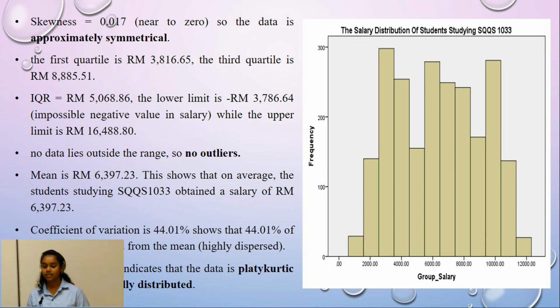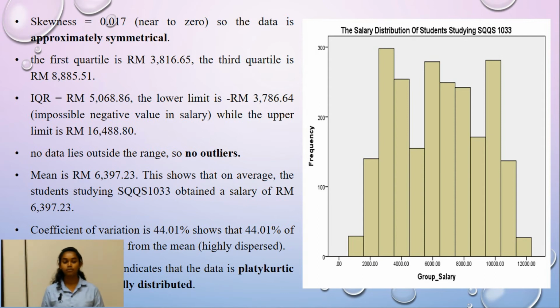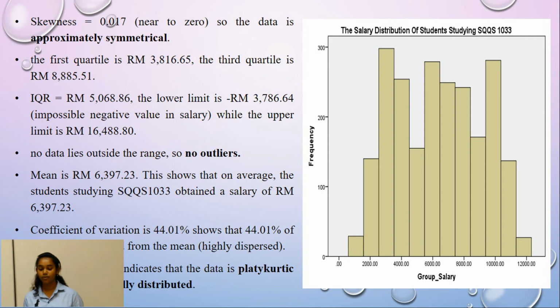The mean is 6,397.23. This shows that on average, the students studying SQQS 1033 obtain a salary of 6,397.23. Coefficient of variation is 44.01%, showing that 44.01% of the data is dispersed from the mean, highly dispersed. So finally, the kurtosis for this data is negative 1.201, indicating that the data is platykurtic, or not normally distributed.